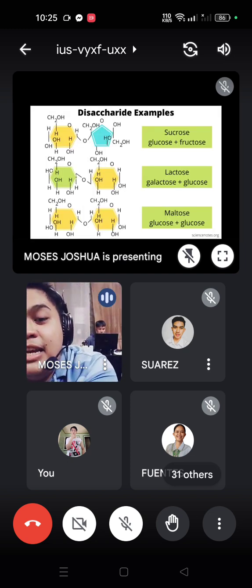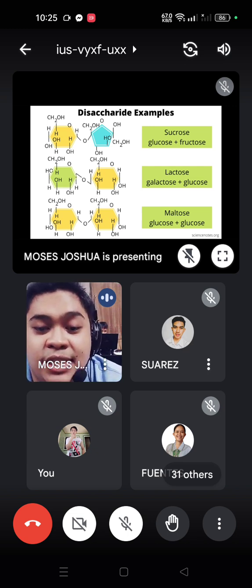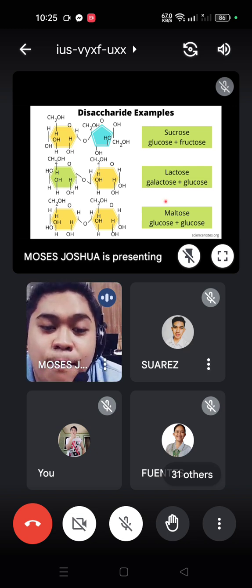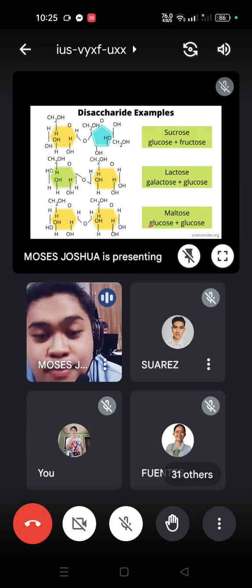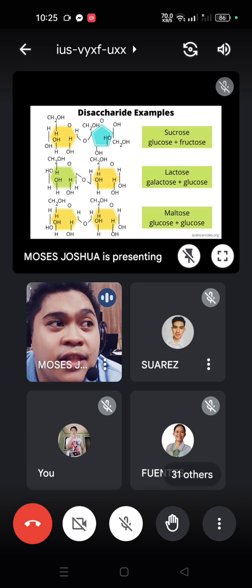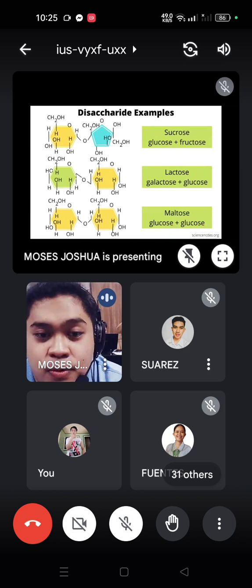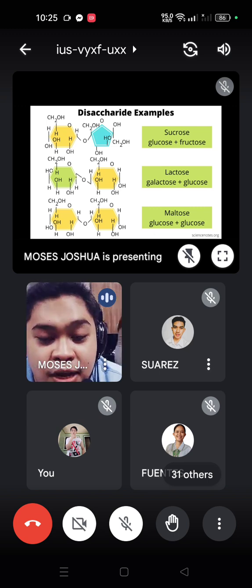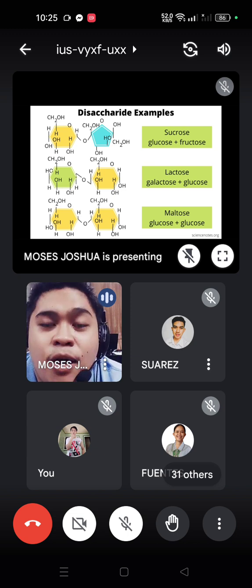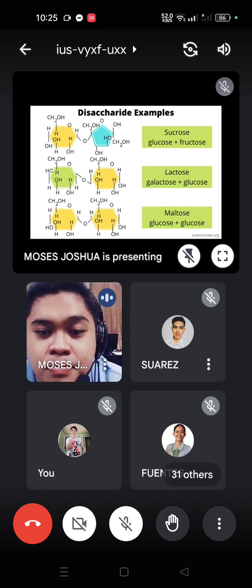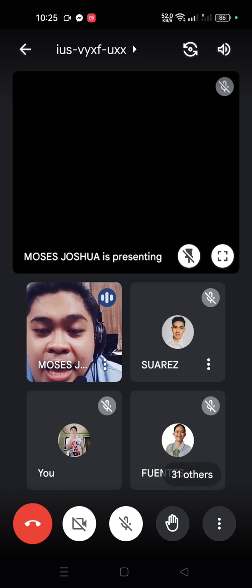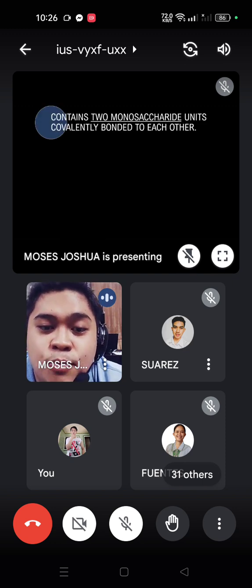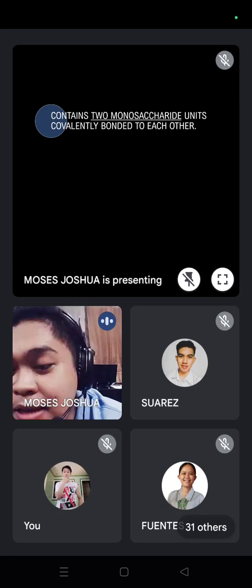We have here the combination of glucose and fructose, which is sucrose. We have the combination of galactose and glucose, which is lactose, and the combination of glucose, which is a monosaccharide, and another glucose is maltose. So that is the disaccharide. And again, the common type of oligosaccharide is the disaccharide. When we say disaccharide, it contains two monosaccharide units covalently bonded to each other.